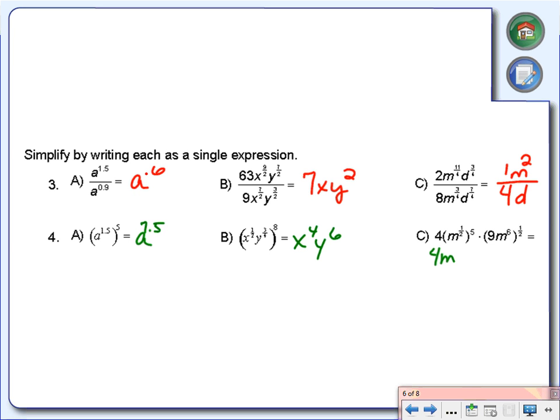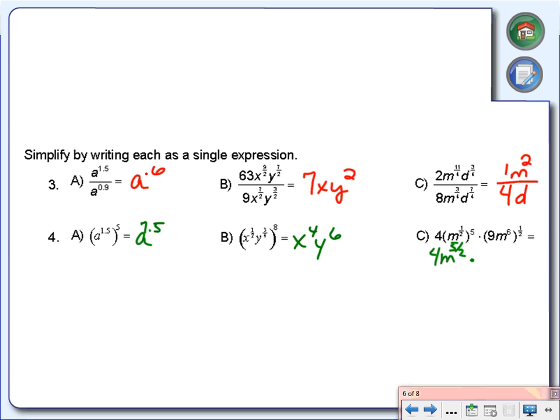What? No, not 0.5. 2.5. But I'm going to write that as a fraction. That would be 5 over 2. Same thing. Now be careful on this one. Notice how the 9 is inside the parentheses. So that 1/2, I need to make sure I use that exponent on the 9.